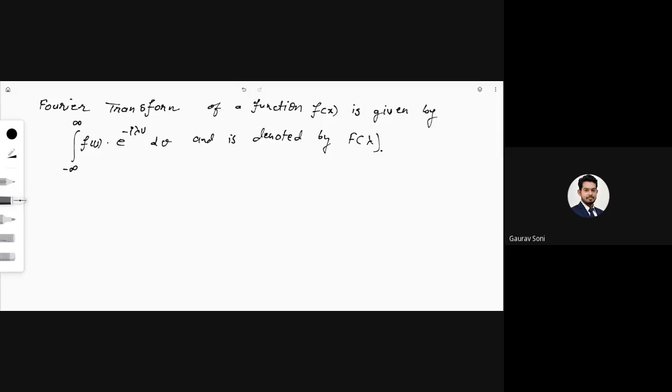function f of x using the formula integral minus infinity to plus infinity f of u e to the power minus i lambda u du. The Fourier transform of a function small f of x is denoted by capital F of lambda. Okay. Now this is a two-way definition.